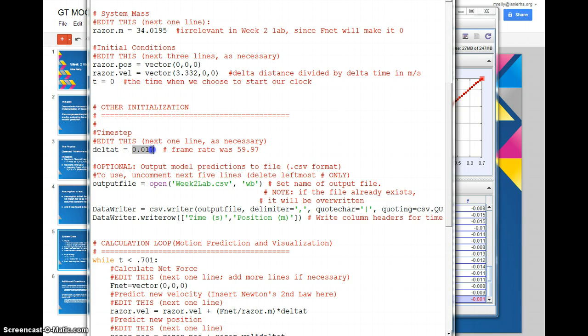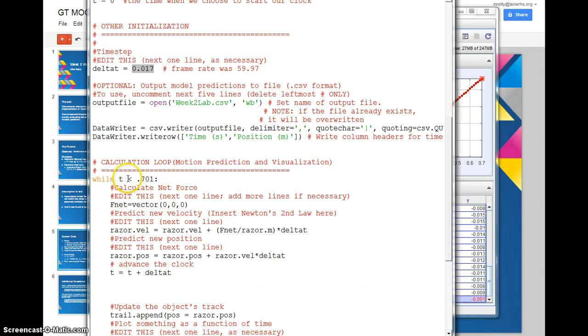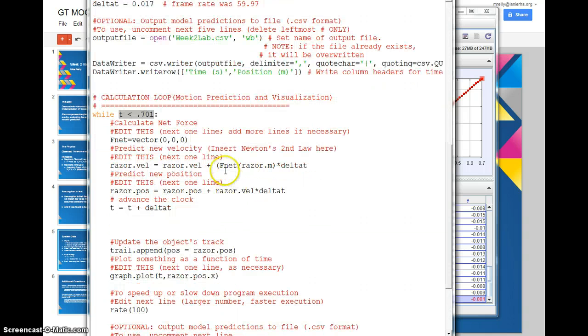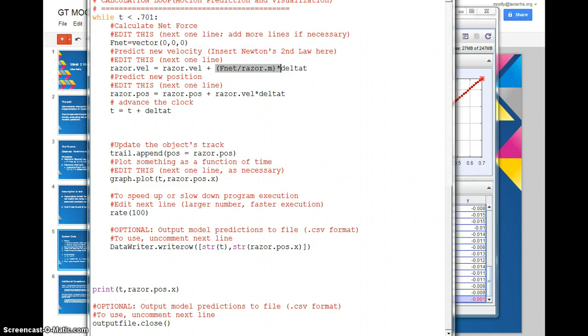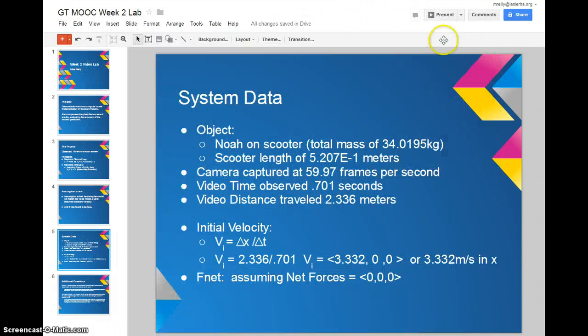I used a delta of 0.017 because that was the reported number from Tracker. However, that was a little bit different than what the actual number for Tracker was, and we'll explain that later. For the time duration, we looped through as instructed, and this is where we zero out the net forces, therefore the constant velocity, and graphed it along. Back to the sheets.